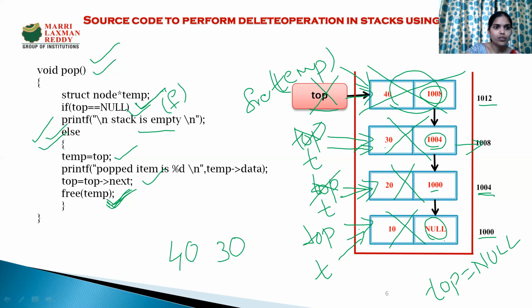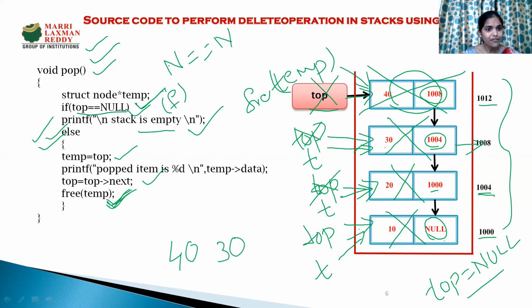Again, if I perform a pop operation, I will check the if statement, is top equal to null. Now top value is null. Null is equal to null. Yes, the condition is true. So it prints that the stack is empty. The stack is empty. It means there are no nodes. All the 4 nodes got deleted with the help of this pop function. If again I try to pop out something, it tells that the stack is empty.